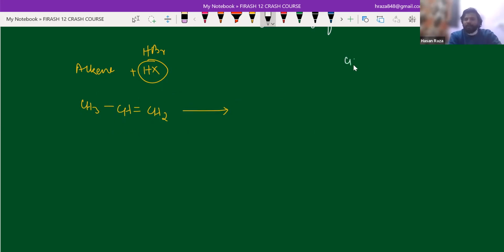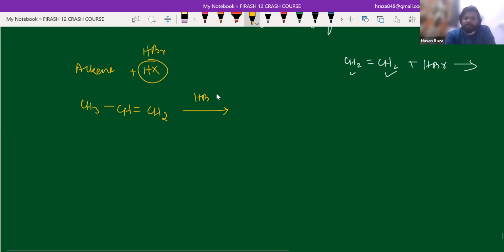Because in a symmetrical alkene, if you apply Markovnikov, it won't work. Whether you add Br to this carbon or this carbon, it will be the same. That's why we don't apply Markovnikov or anti-Markovnikov in symmetrical alkene. So if you add only HBr, then it will be treated as Markovnikov. Are you getting my point?